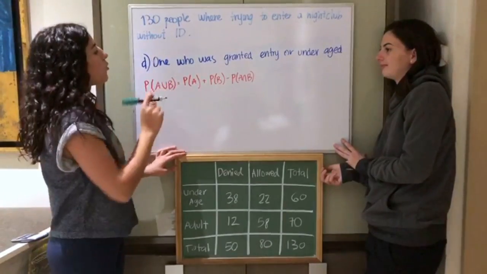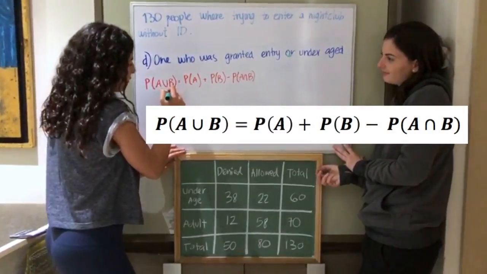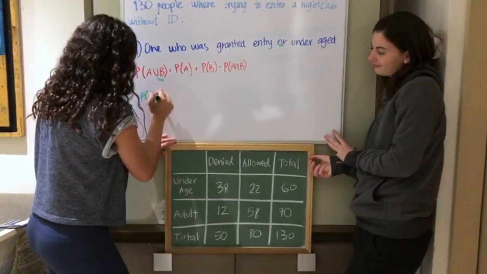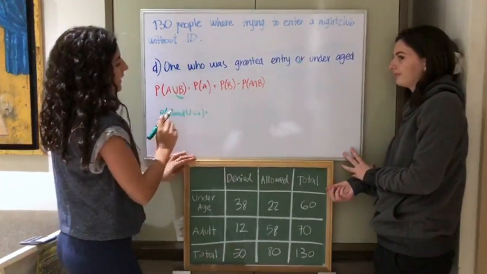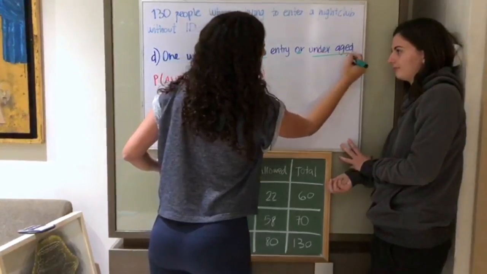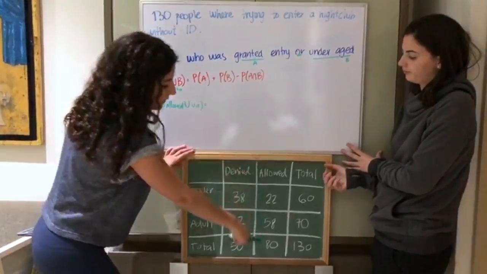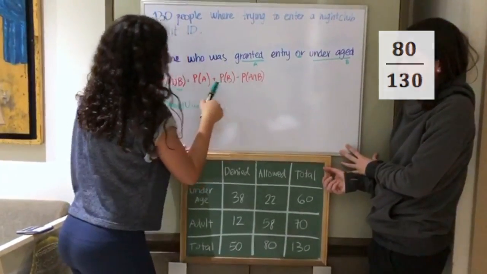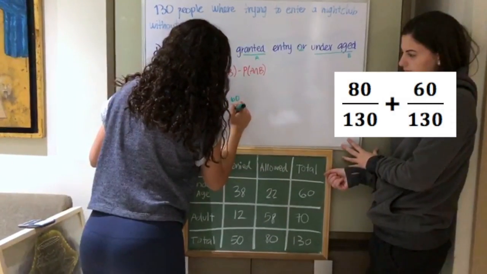Okay, for problem letter D, one who was granted entry or underaged. When we have the word or, we use the or formula. This means or. So we'll write the probability of being allowed or underaged. And we have A and B, the two things we have, allowed and underaged. So we start. The probability of A, that means all the allowed people, is 80 out of 130. Plus the probability of all the underage people, which is 60 out of 130.